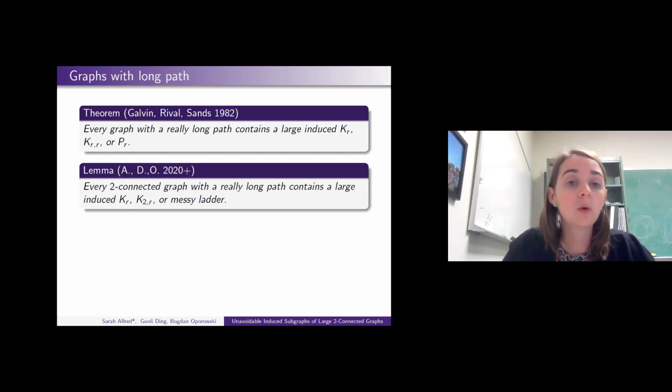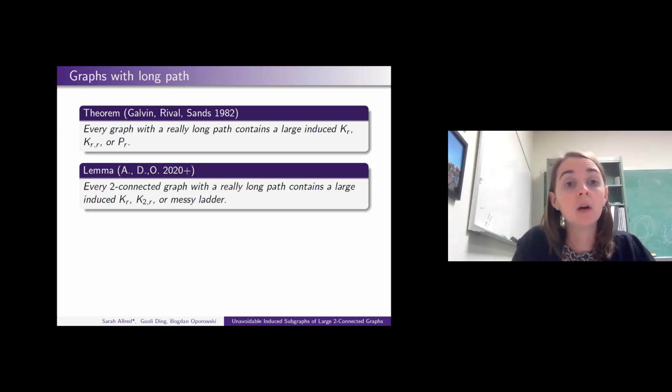So in our case, what we can prove is that every 2-connected graph with a really long path contains a large induced complete graph, K2R, or a messy ladder. So if you're comparing these theorems, KR is staying the same. And remember, KR is one of the graphs in our list. So if we find this large KR, then we're satisfied.